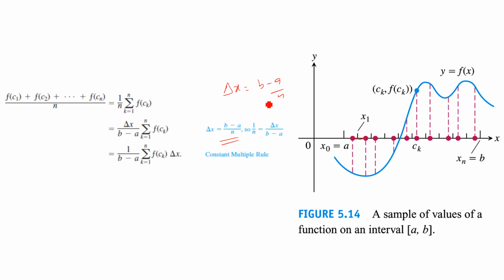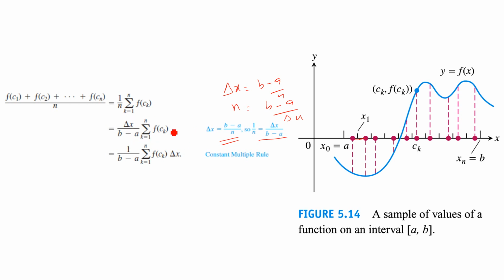So from this result we can find the value of n. So n here is b minus a over delta x. Okay, so 1 over n is delta x over b minus a. So we can replace now. What is this, f c1 plus f c2? This is actually the sum of f of ck, where k varies from 1 to n, and 1 over n is replaced by delta x over b minus a.